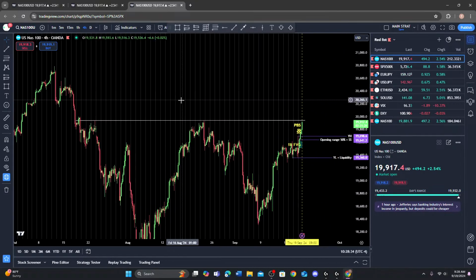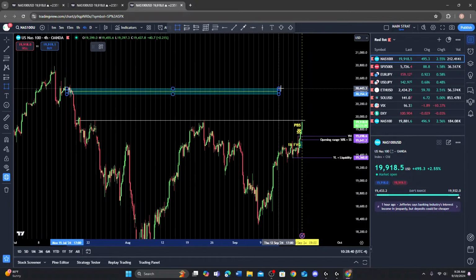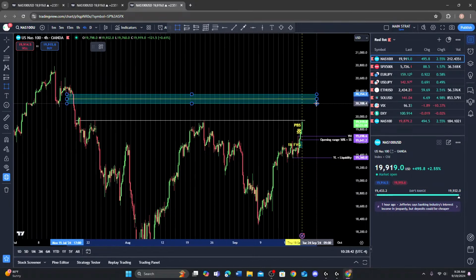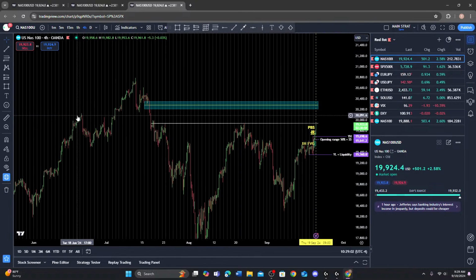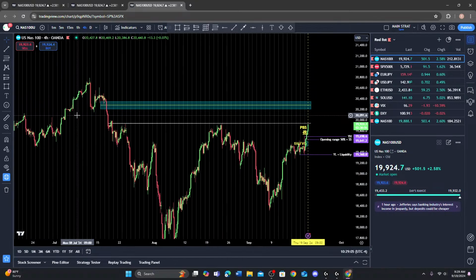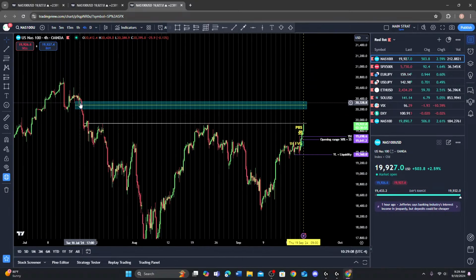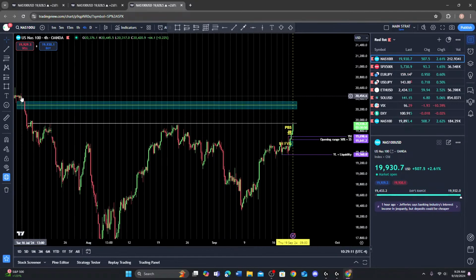We do have a fair value gap on the 4-hour that has never been traded into. So we're definitely going to see some rejection up there, maybe in the next 1 to 2 days. Plus an order block with it here. So that is definitely going to have some rejection.